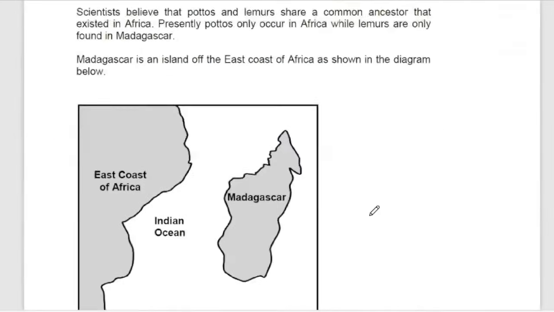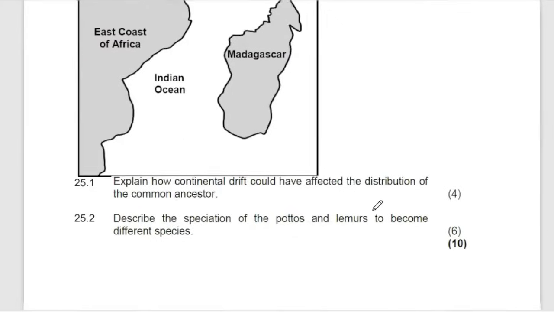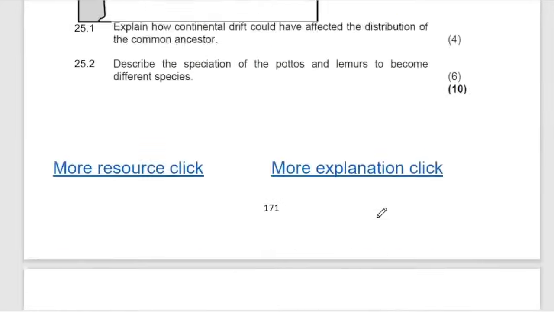You think there are no skulls here? Explain how continental drift relates to common ancestors, and how speciation leads to lemurs becoming different species. So it's the same thing we were trying to explain.